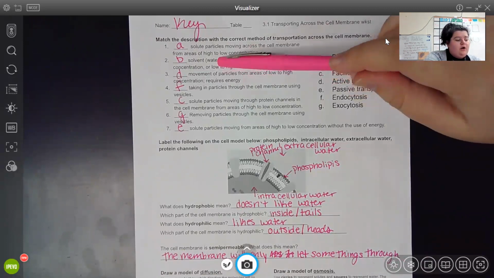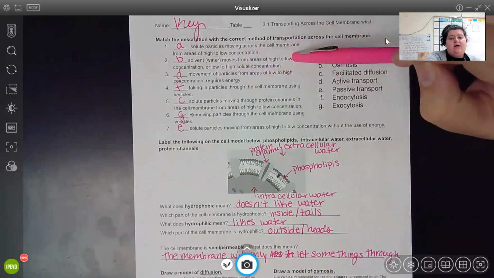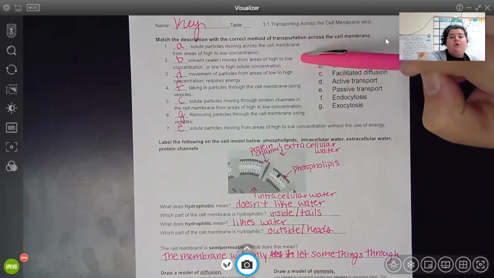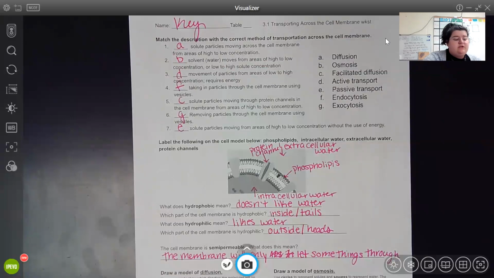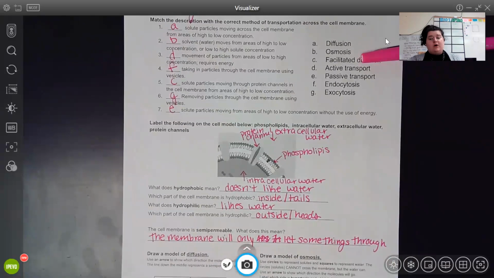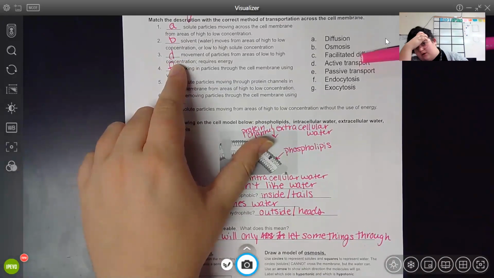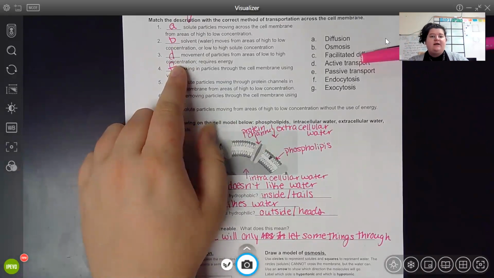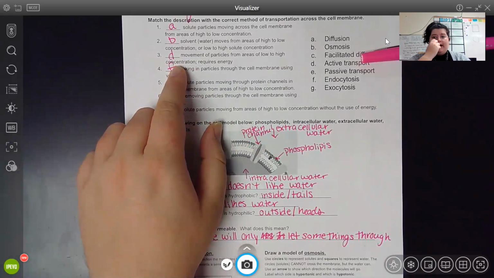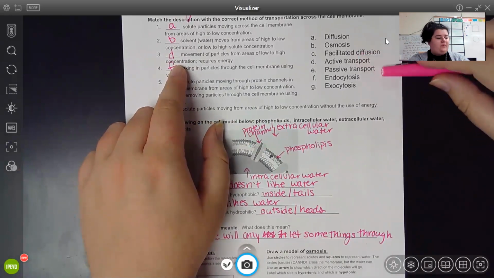Solvent or water moving from areas of high to low concentration or low to high solute concentration, that is osmosis. Remember, there are two different ways we can think of osmosis. Water is going to be moving from high to low water concentration or low to high solute concentration. Next, we have movement of particles from areas of low to high concentration requiring energy. That is going to be our active transport.